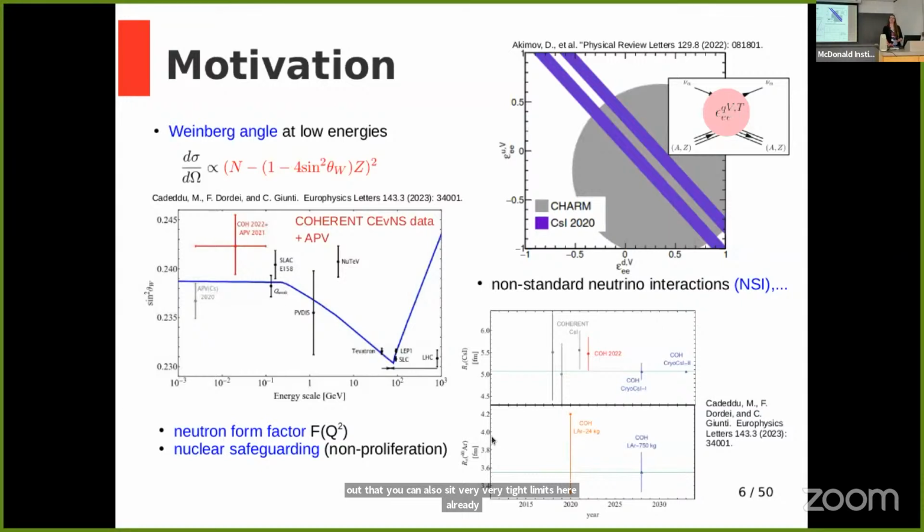And last but not least, regarding the detection at reactor side, at some point it might also be an interesting approach for nuclear safeguarding. Here again, the comparison to inverse beta decay, which has a threshold of 1.8 MeV, which is not true for CEvNS. So CEvNS does not have an energy threshold, which means with future generations of detectors, if you are able to access these very low energies, that will be a very interesting way to detect reactors.